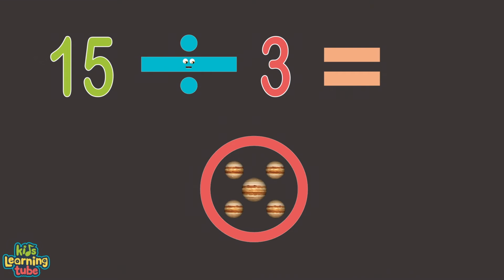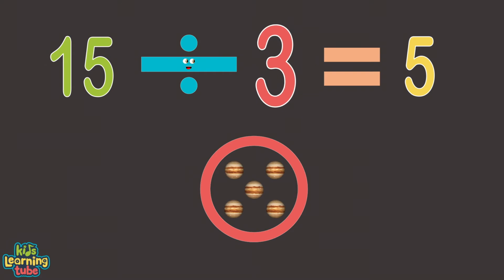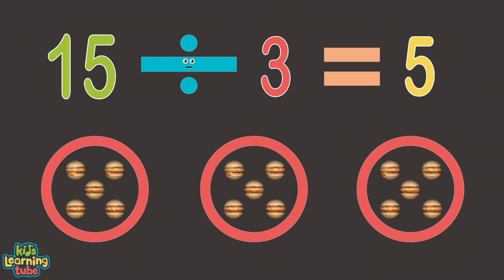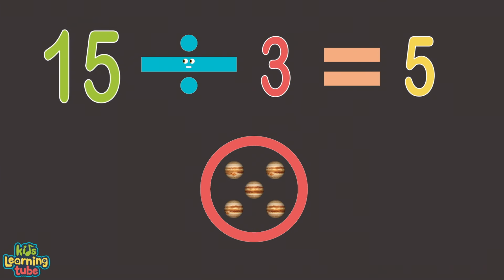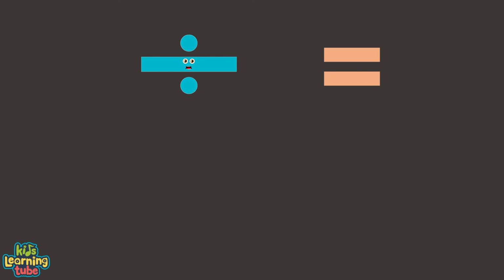1, 2, 3, 4, and 5. 5 is the amount of times 3 can go into 15 after we divide the number of dots in one circle when we split 15 into 3. 5 is the amount of times 3 goes into 15 equally. You're doing great, let's move on to the next equation.